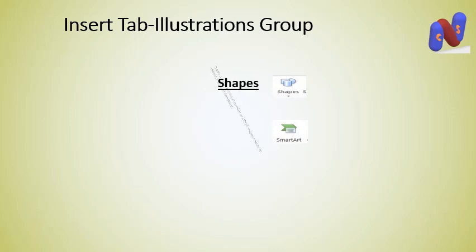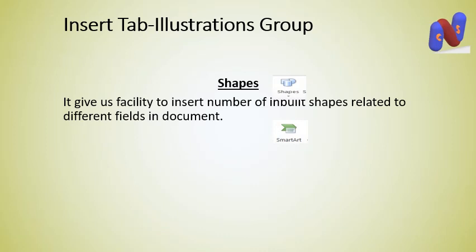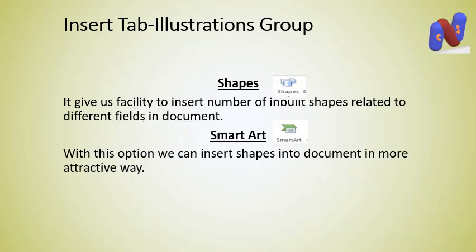Now the shapes group. It gives us facility to insert a number of inbuilt shapes related to different fields in our document. Means if you want to create any type of diagram, if you want to create a flow chart, you can use shapes from this particular option. Now smart art. With this option we can insert shapes into a document in a more attractive way.